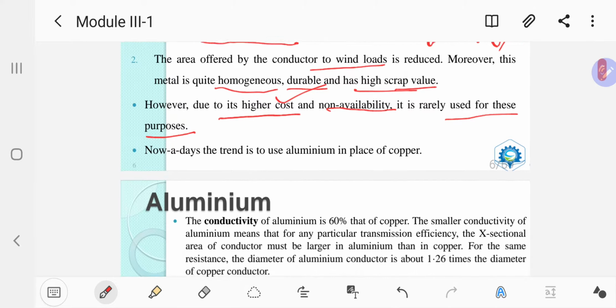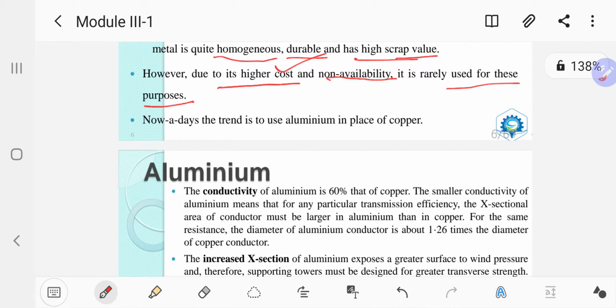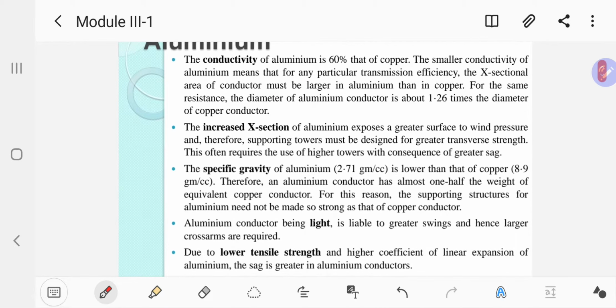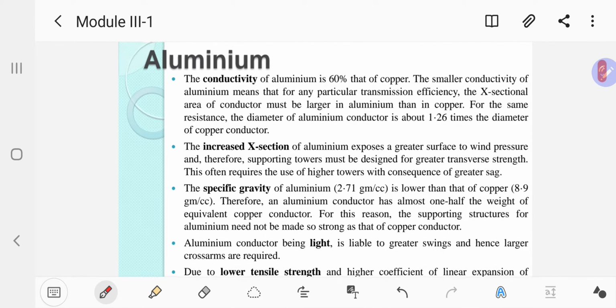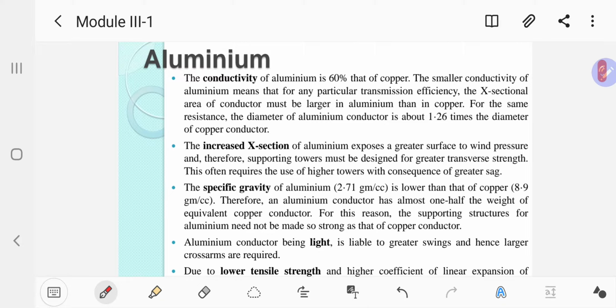Nowadays the trend is to use aluminum in place of copper. So instead of copper, we are now going for aluminum. Next we will go through the different properties of aluminum. Even though it is a little less ideal than copper, it still has some properties which make it better. The conductivity of aluminum is 60% that of copper. With the smaller conductivity, the cross sectional area should be larger in the case of aluminum.